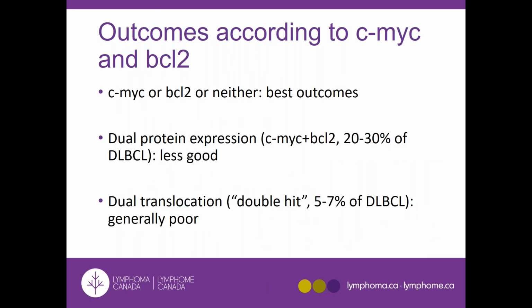So we know, again, having neither of these problems, the c-MYC or the BCL2, as an expressor of the protein or as a gene mutation, gives the best outcomes. Dual protein expression is less good, and having the dual translocation, or this double hit lymphoma, is generally poor. Certainly our chances of getting rid of it are much lower. So it's information we want to know when we first start out. Thankfully, it's still a minority of patients. Only about 5% of DLBCL patients will have the double hit changes.